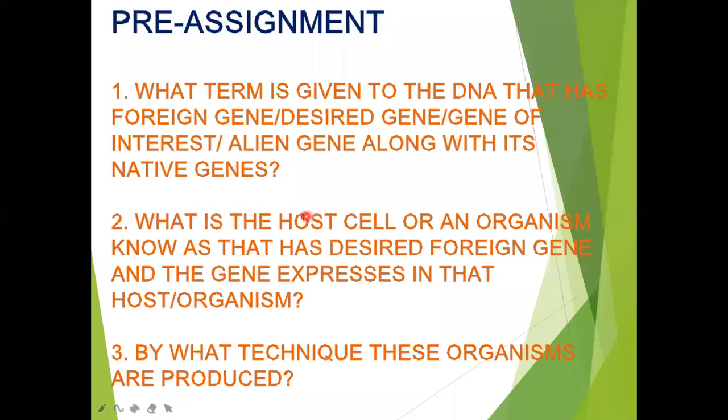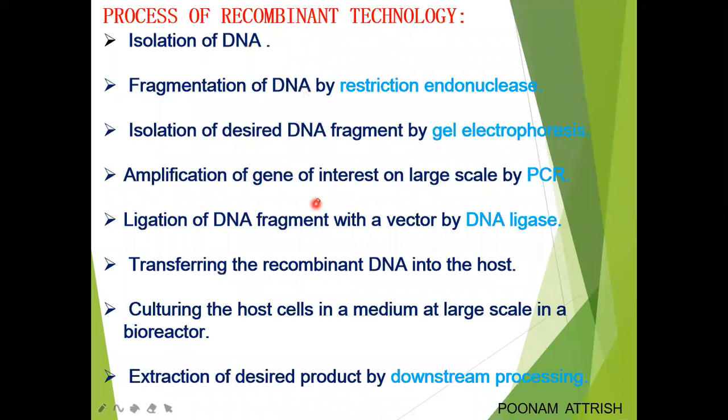Now come to the topic. Today's topic is recombinant DNA technology. So what are the steps involved in recombinant DNA technology? The very first step is isolation of DNA. And then we are going to fragment the DNA, because DNA is a long thread, and we can't identify the sequence of DNA in a long thread. So we have to chop the DNA. And for chopping the DNA, we have molecular scissors.